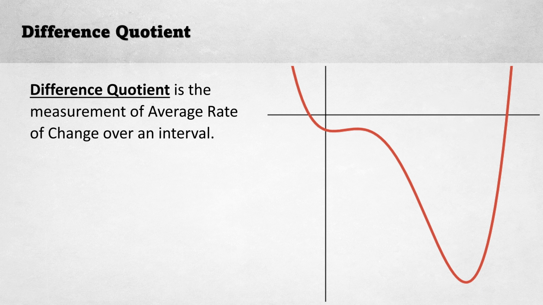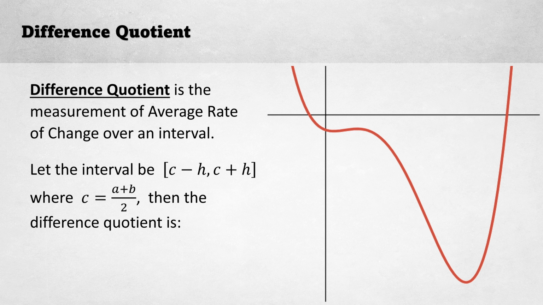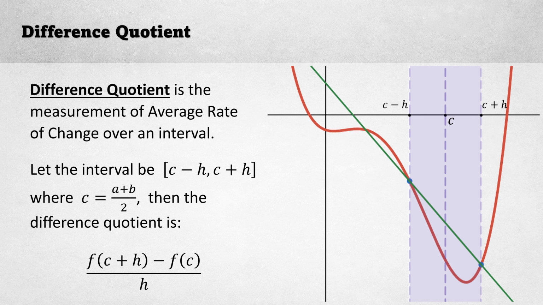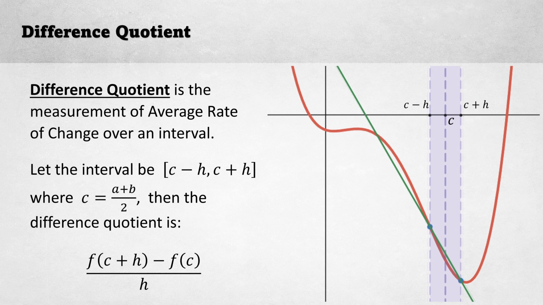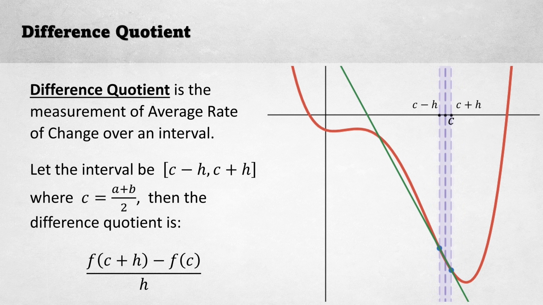The difference quotient can be measured about a point. Let the point be c and the interval be c minus h to c plus h. That is the interval with h units away from c in each direction. Then the formula f of c plus h minus f of c, all divided by h, can be used to calculate the difference quotient. Note that as the value of h decreases, the difference quotient more accurately represents the rate of change at point c.